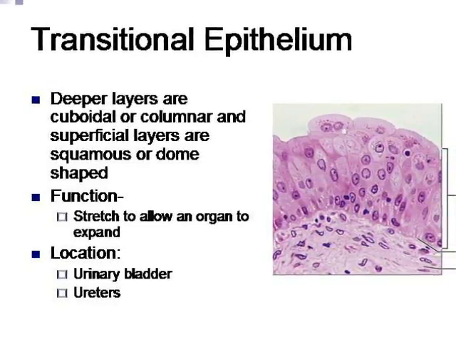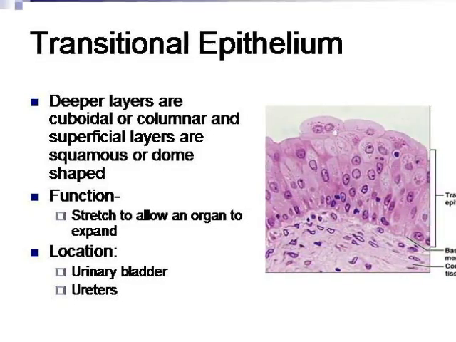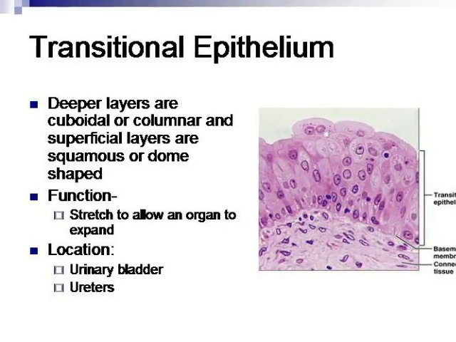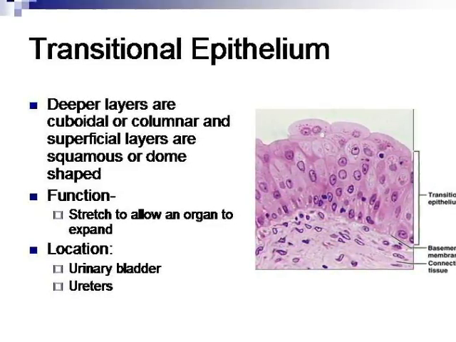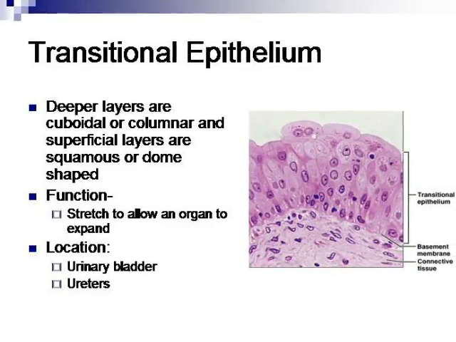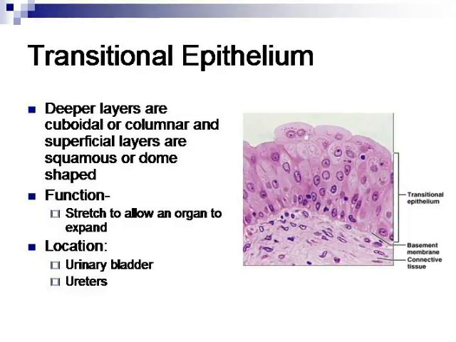Now, the unique thing about transitional epithelium is that the cells can compress to allow an organ to stretch or expand. You find transitional epithelium in the urinary bladder. So as the urinary bladder fills, these cells compress to allow more space inside the bladder.